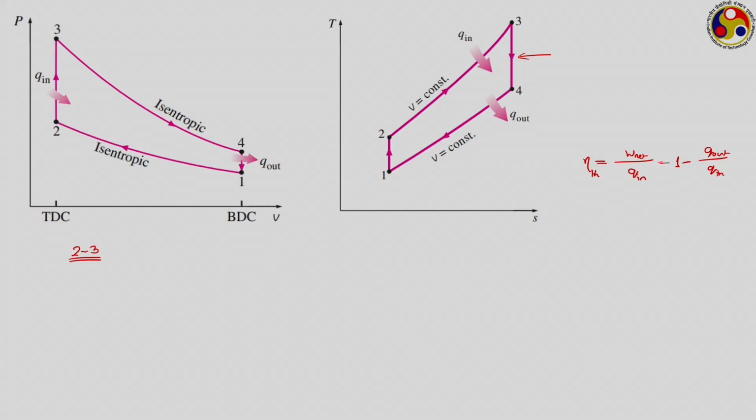So, for 2 to 3, if we write the first law of thermodynamics, then we have Q23 minus W23 equal to the change of energy of the system, that is E3 minus E2, and as we are generally assuming this to be a stationary system, this can be written as U3 minus U2, as the changes in kinetic and potential energies of the system are negligible. Now, Q23: during this process heat is being added. So, Q23 is q in.